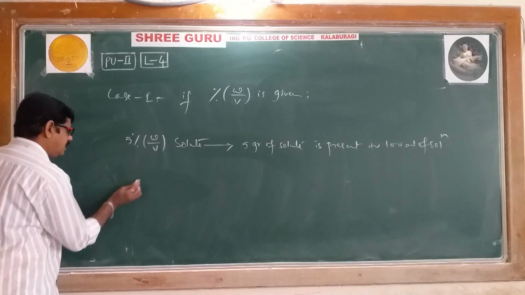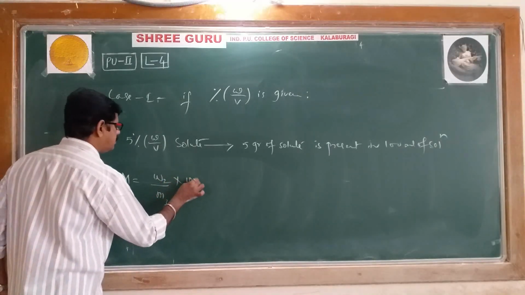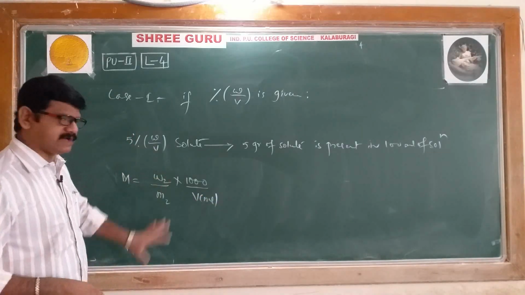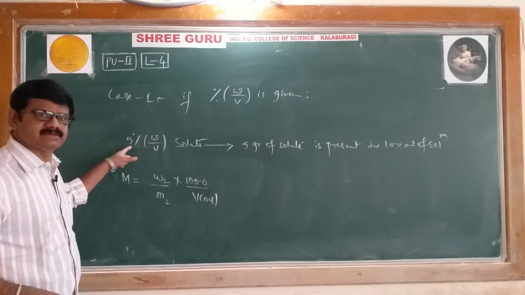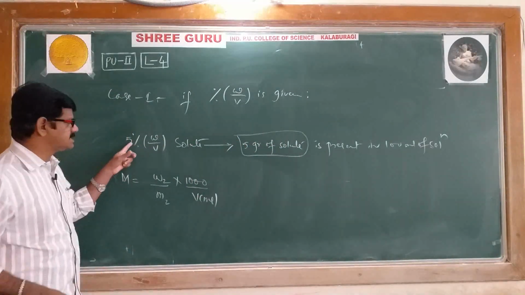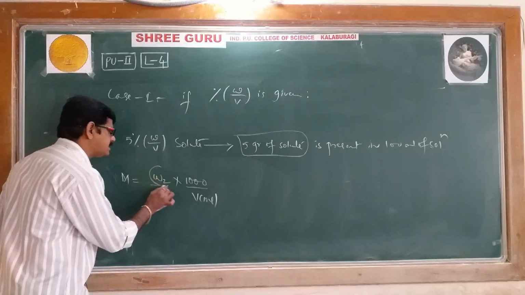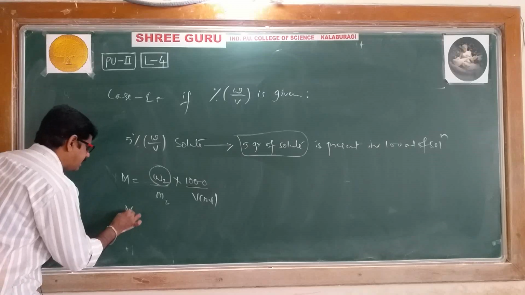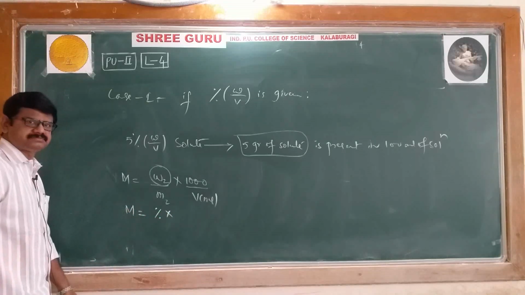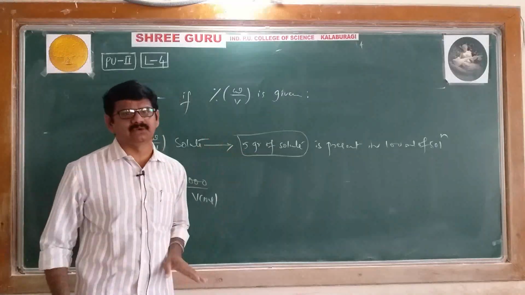Now we'll go to our regular molarity formula. Molarity equals mass of solute divided by molar mass of solute, into 1000, divided by volume of solution in milliliters. If you use this formula, whatever percentage is given is nothing but the solute mass only. Therefore, solute mass is W2, so instead of W2 I can write the percentage directly.